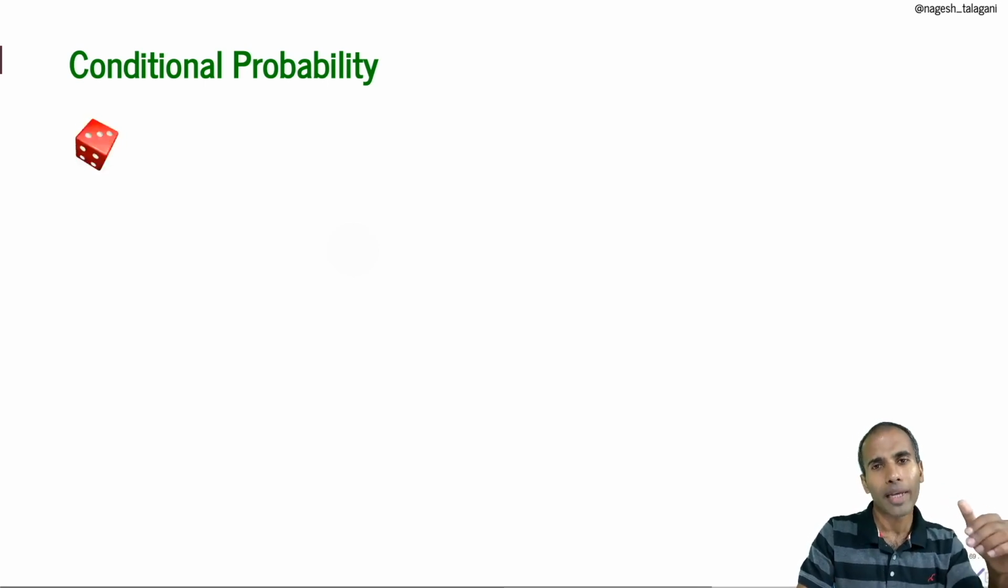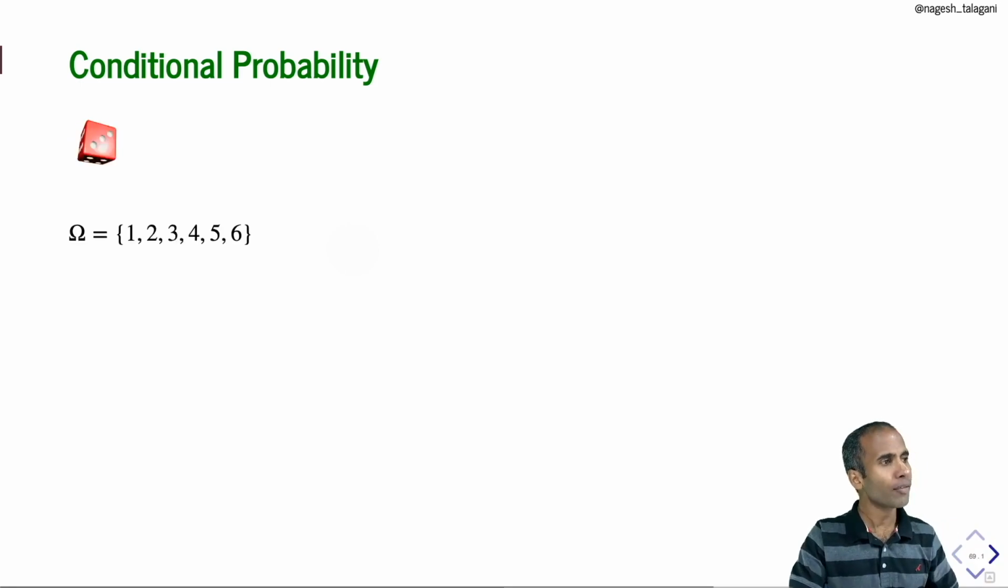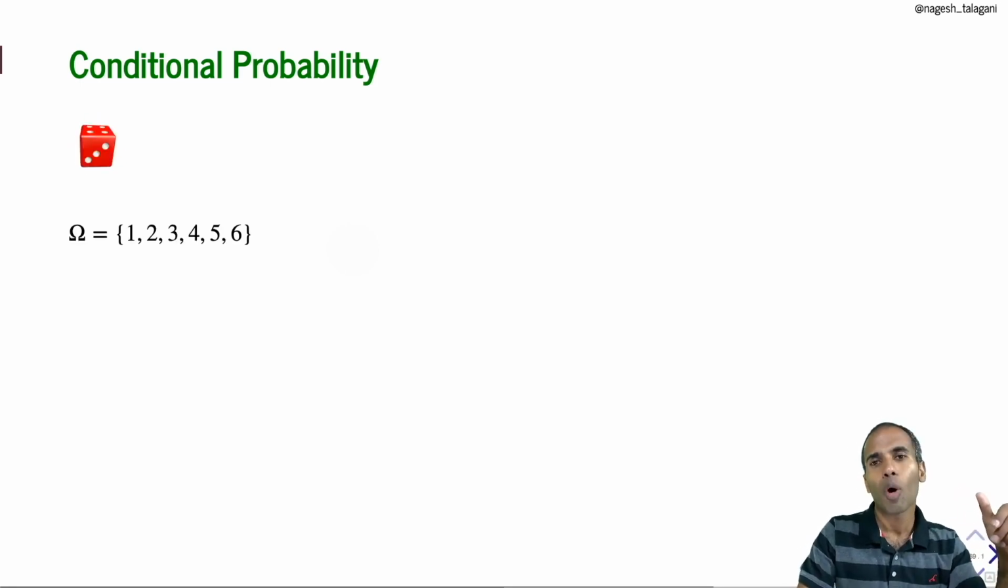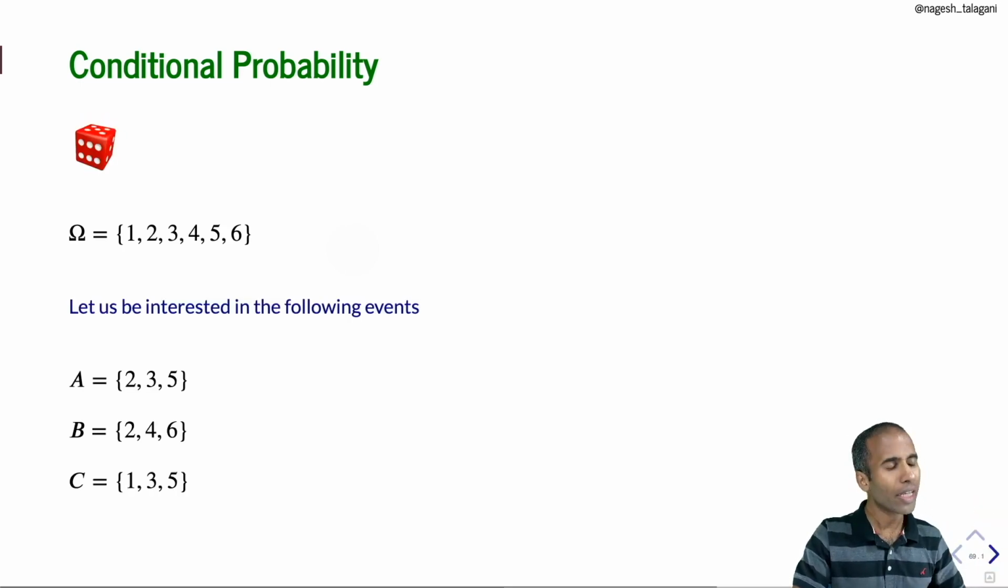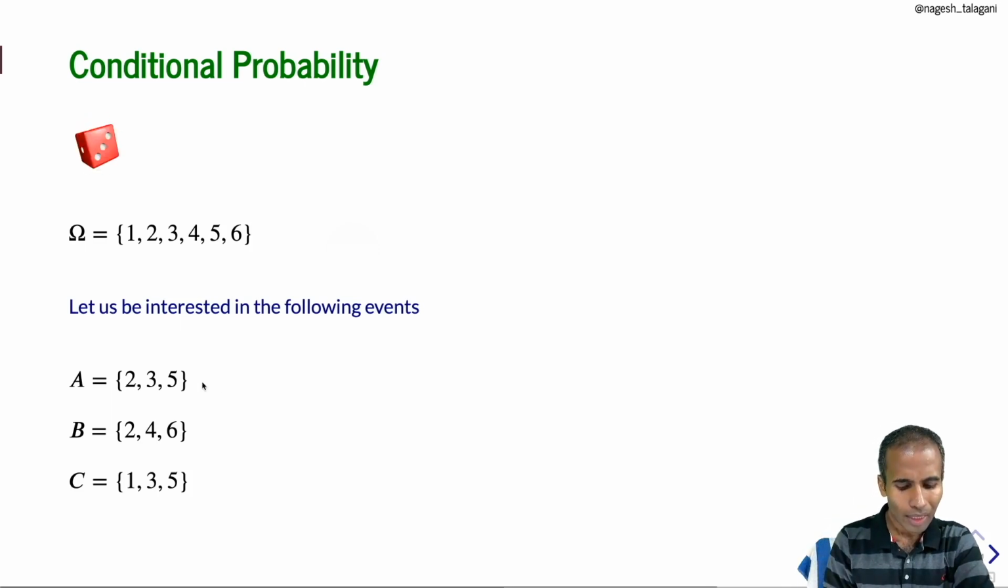When we roll a die, there are 6 possible outcomes, right? So the sample space will be the set consisting of 1, 2, 3, 4, 5, 6. Let us be interested in the following events A, B, C. Here A is the event, the die landing on a prime number. B be the event, the die landing on an even number. C be the event, the die landing on an odd number.